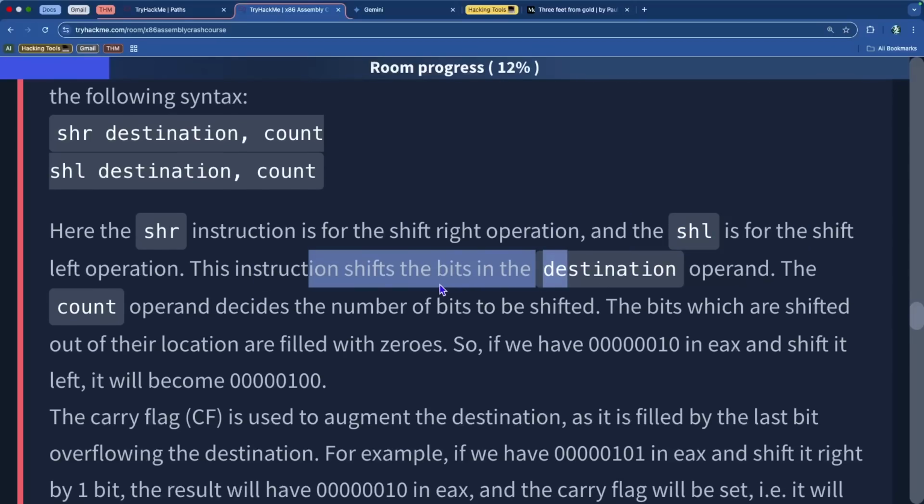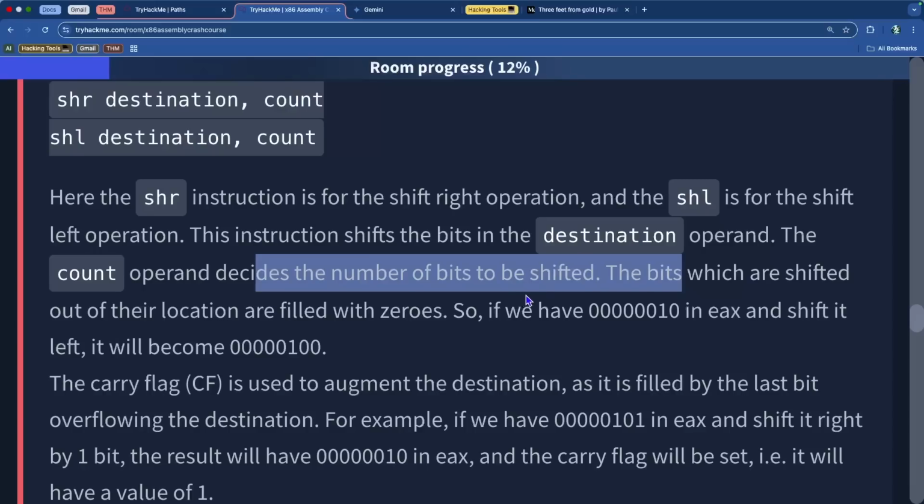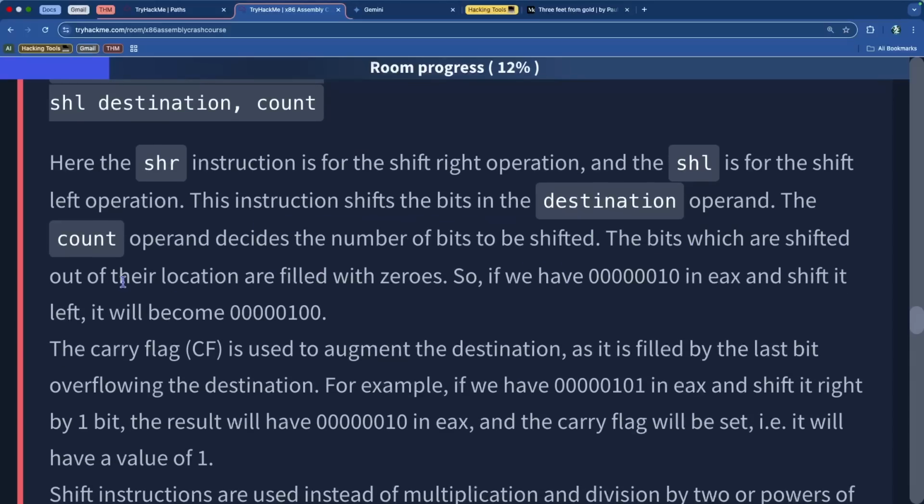The instruction shifts the bits of the destination operand. The count decides the number of bits to be shifted. The bits which are shifted out of the location are filled with 0.